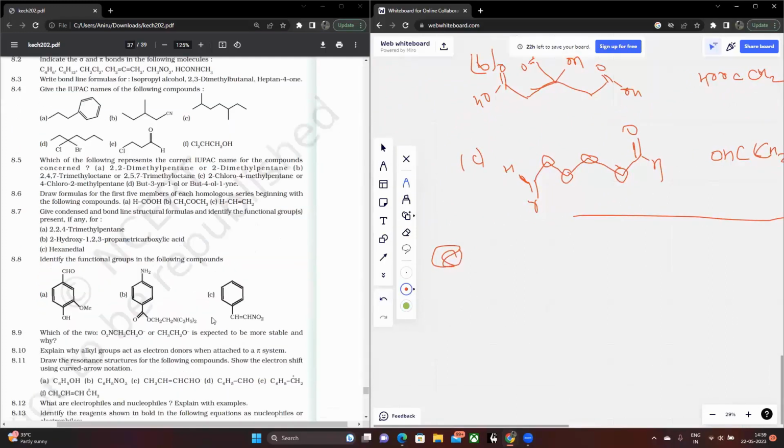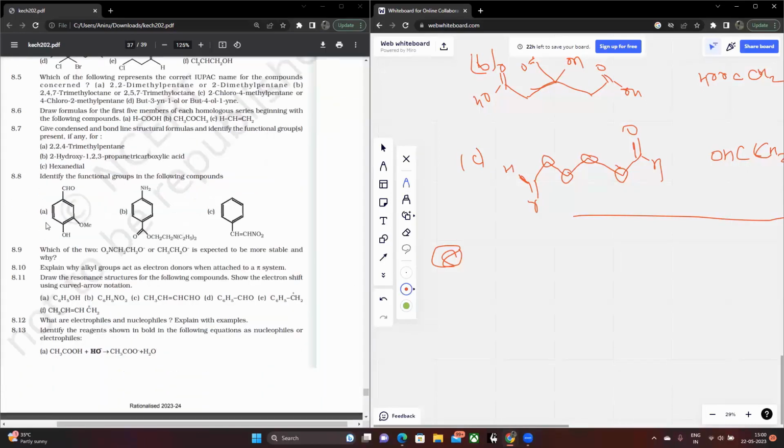Right? Question number 8, I'll be giving you some extra information about all 3 compounds over here because they may be important in your future studies, because you will be dealing with these compounds next year in your 12th standard books. Right? So 8A, we are just asked to identify the functional groups, right?